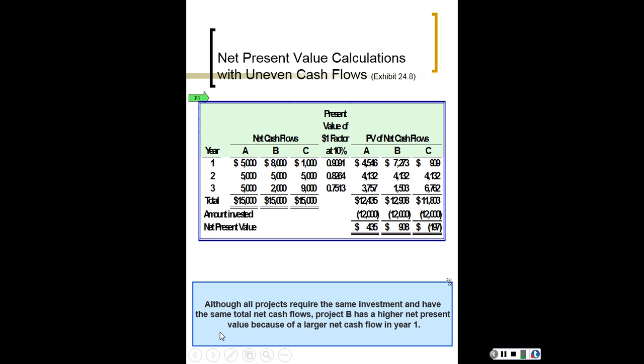So although all projects require the same investment and have the same total net cash flows, Project B has a higher net present value. Why? Because of a larger net cash flow in year one. So that's a way to look at an analysis when you have an uneven cash flow for net present value.